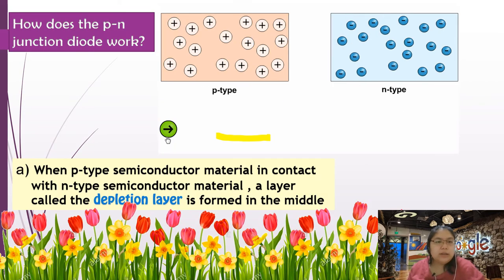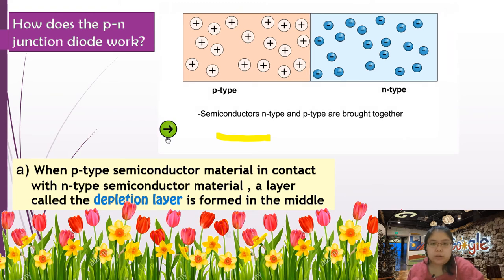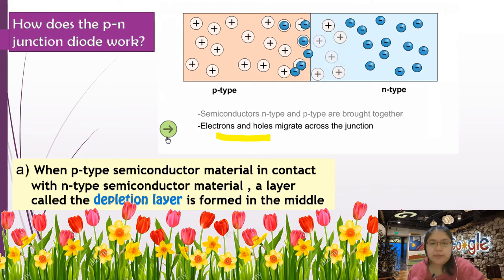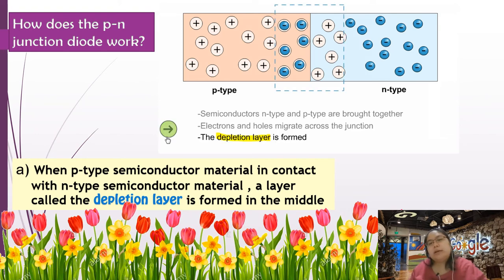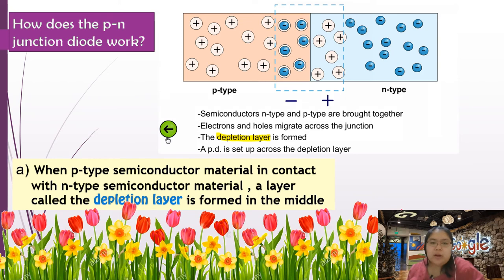Okay, let's see this part. How does the p-n junction diode work? We're going to see the diagram here. First, we talked already that in a semiconductor diode, the electron and also the hole need to drift. So from here, we're going to see the nodes.